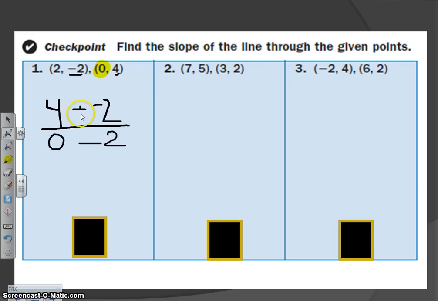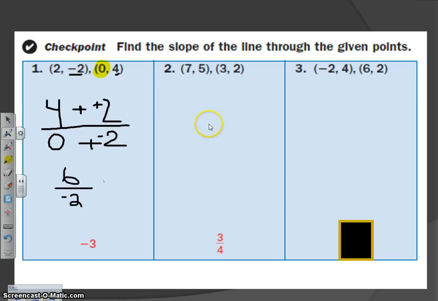Add the opposite. I'm sorry, that's wrong. 4 plus 2, because we changed it to a positive, is 6 over 0 plus -2 is 6 divided by -2, which is -3.